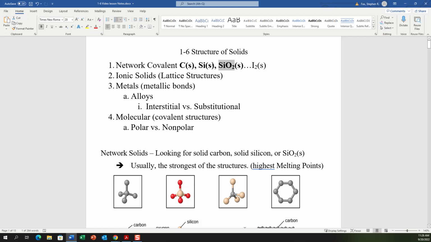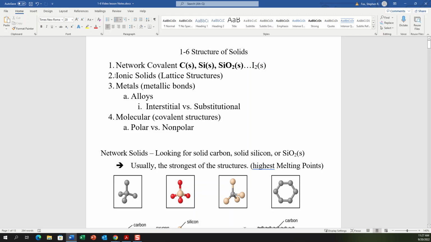Now, there's always exceptions. Some metals have really strong structures and have high melting points. But if you're not given any other information and you're asked to list things in order of increasing melting point or boiling point, number one on the list, the highest melting point, the highest boiling point, is going to be a network covalent structure. So if you're given solid carbon, that's going to be number one on your list. Solid silicon is going to be number one on your list. Silicon dioxide, number one on your list.